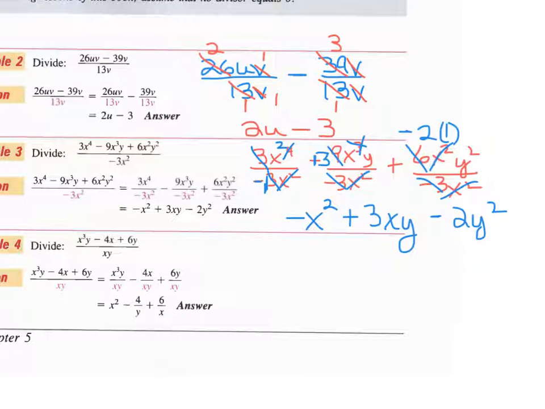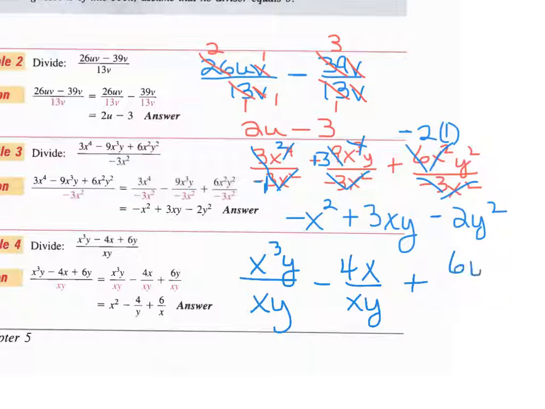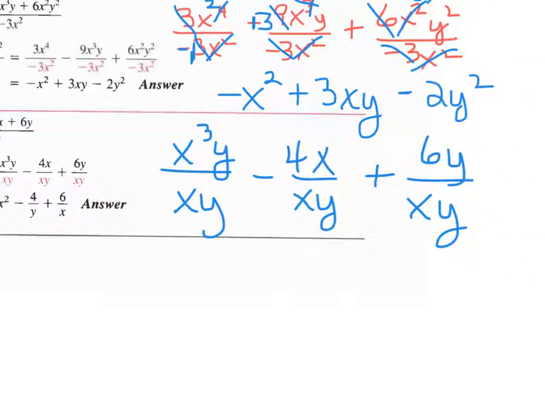So let's try the next one, and again I'm going to pull it apart and write each one. So x to the third y, and in the denominator I'm going to put in xy. And then 4x, and then xy in the denominator, then 6y, and then xy in the denominator. So now I need to divide each one of these.